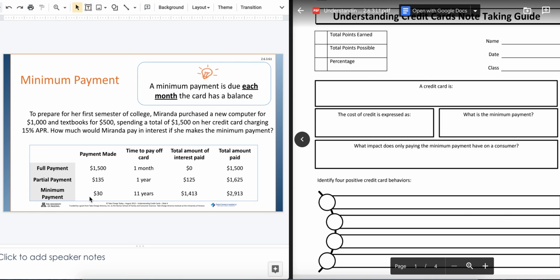But I can see that if I'm only making the minimum payment, it's going to take me quite a while to pay off my debt. So I would be paying for 11 years, only making that $30 minimum payment. I would pay over $1,000 in interest, end up paying almost double what my borrowed amount was. So we want to make sure that we are obviously at least paying that minimum payment, but we would like to be into a partial payment or a full payment if we can. That way we can lessen the amount of money that we are actually spending to pay off this debt.